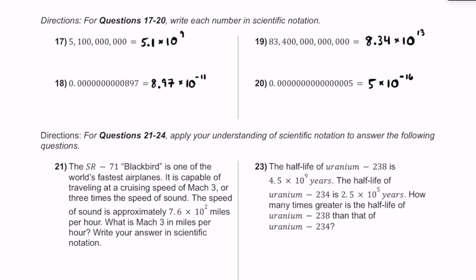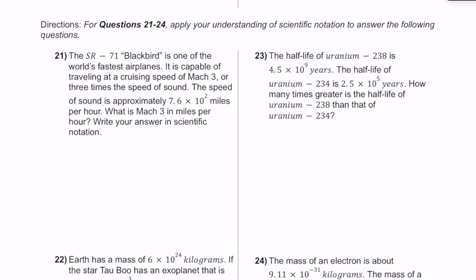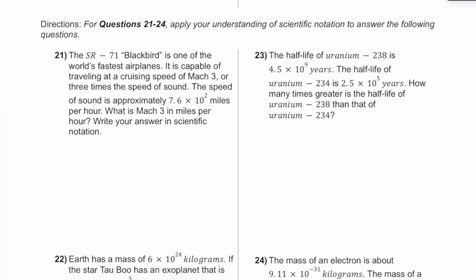All right, so now that we got some of the basics out of the way of how to write big and small numbers using scientific notation, let's try a few application problems where we use these in some different contexts. So the SR-71 Blackbird is one of the world's fastest airplanes. It's capable of traveling at a cruising speed of Mach 3 or 3 times the speed of sound. The speed of sound is approximately 7.6 times 10 to the second power miles per hour. What is Mach 3 in miles per hour? We're going to write our answer in scientific notation.